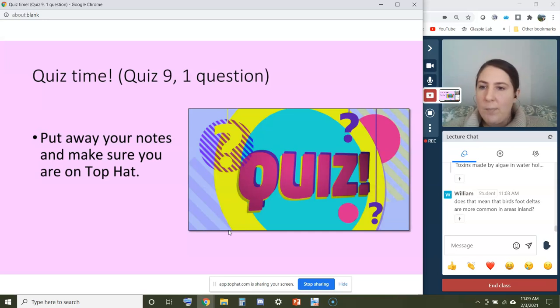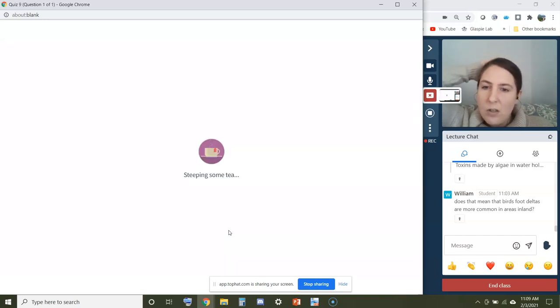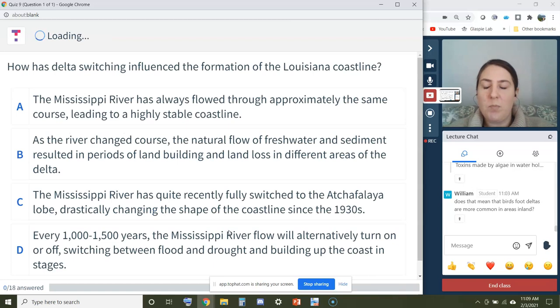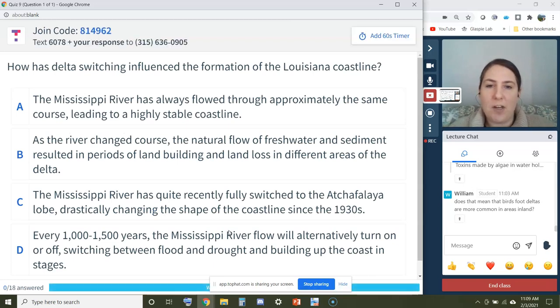All right, so I'm going to go ahead and ask you a question, just one question today. The question is, multiple choice, how has delta switching influenced the formation of the Louisiana coastline? And this is only one correct answer question. I'm only going to have this open for about one more minute, so please go ahead and click submit if you have not done so already.